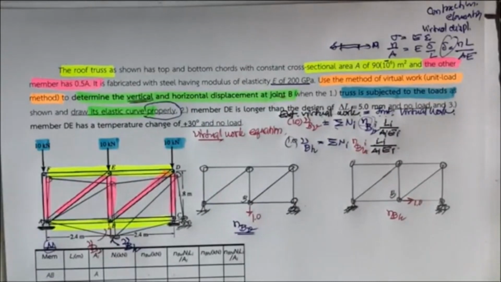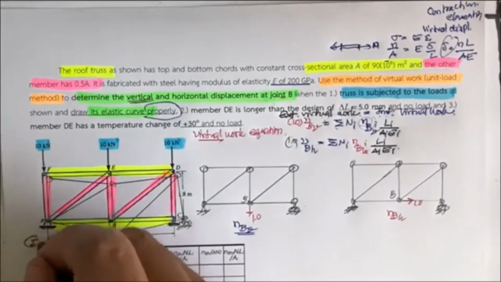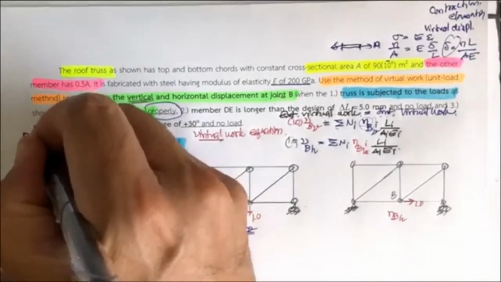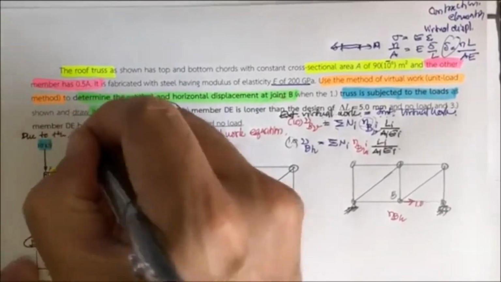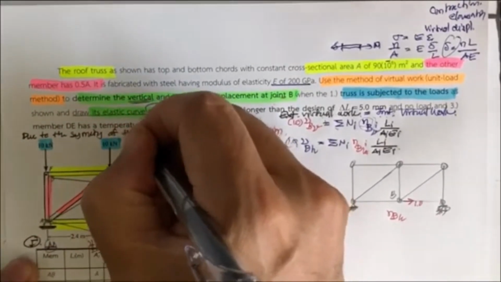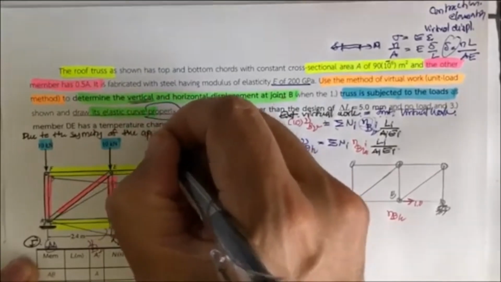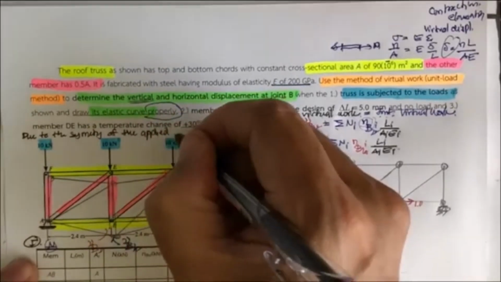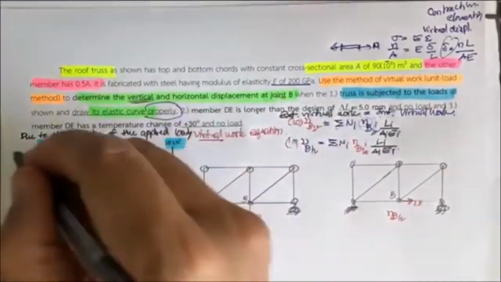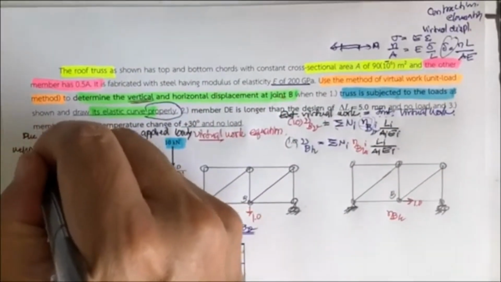Then from this equation, we will start by determining the N, due to the symmetry of the applied load. And we have what?